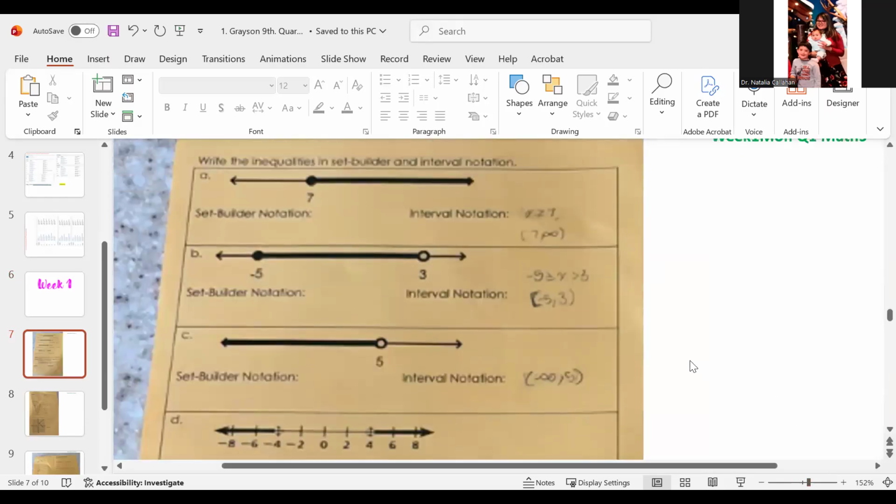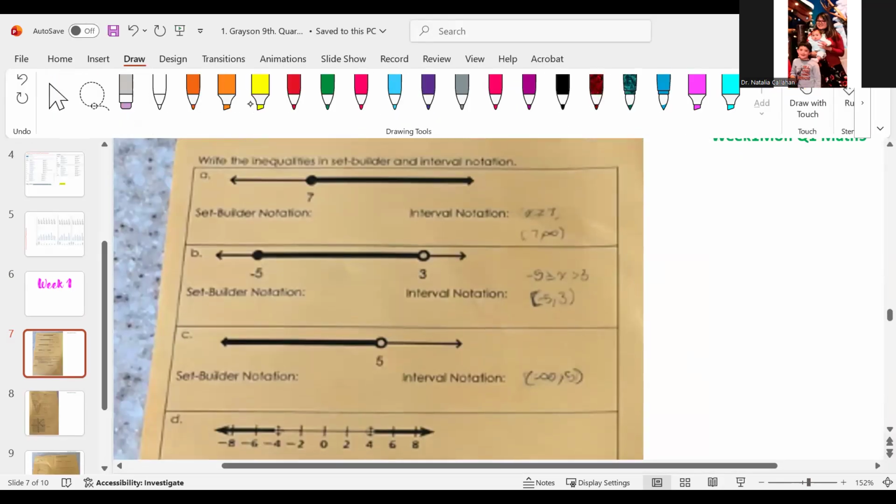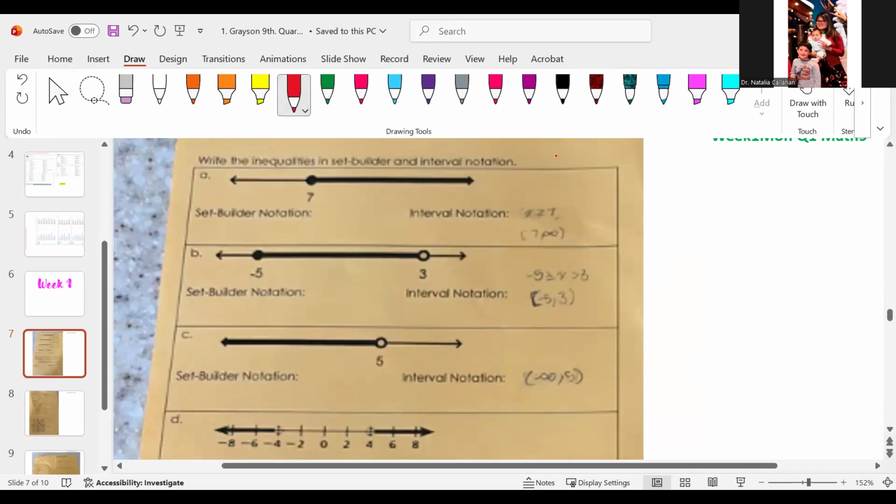Write the inequality, one of the inequalities, in set builder and interval notation. Set builder is x is greater than or equal to 6, something like that, right? Remember, if it's like this or this, it's an open circle. Like this or this, it's a closed circle.